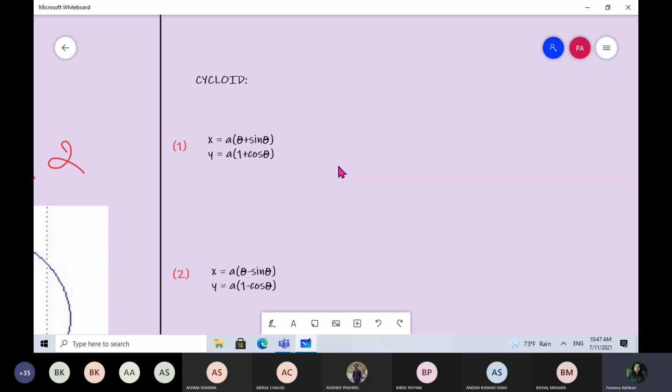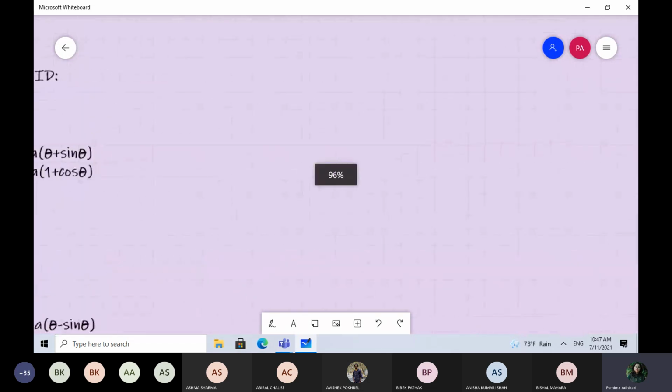Yes, exactly. It's a parametric equation. Why? Because you see that x is some function of theta and y is some other function of theta. So x and y are not directly related. Here it is not y equals some function of x; x is a function of theta, and y is also a function of theta. The third parameter decides. So this is a parametric equation, and for this parametric equation, let's see how to plot it.